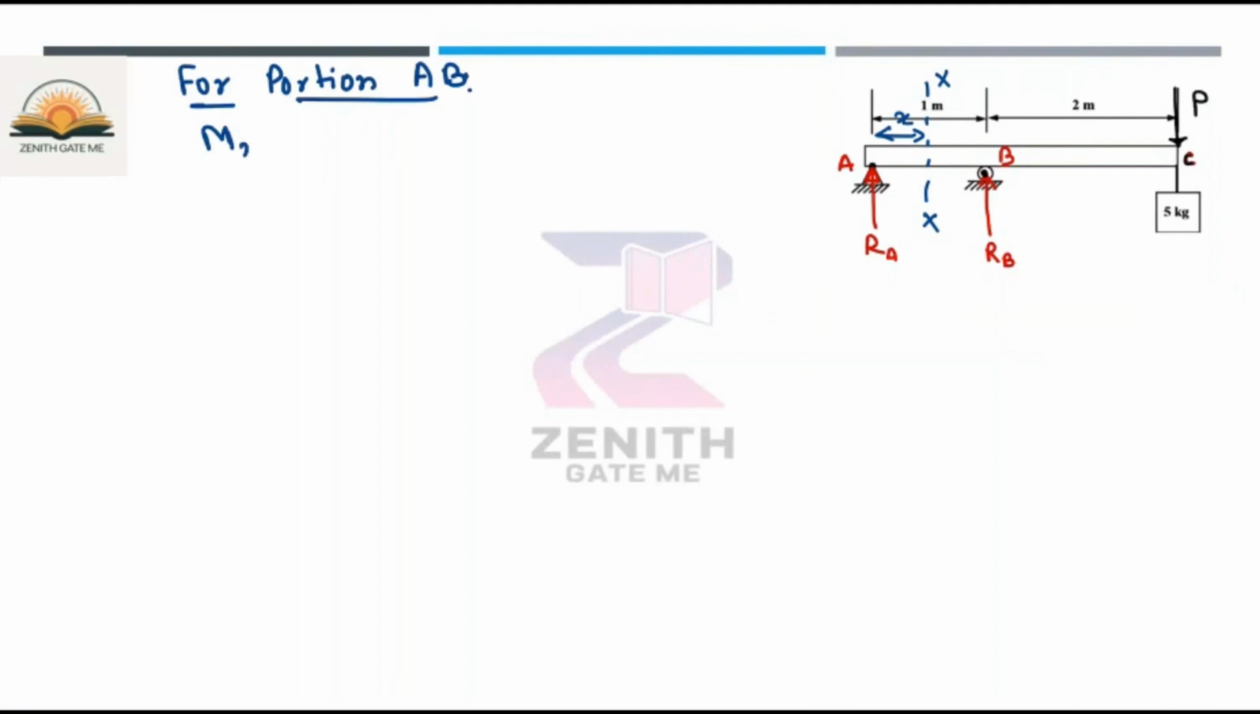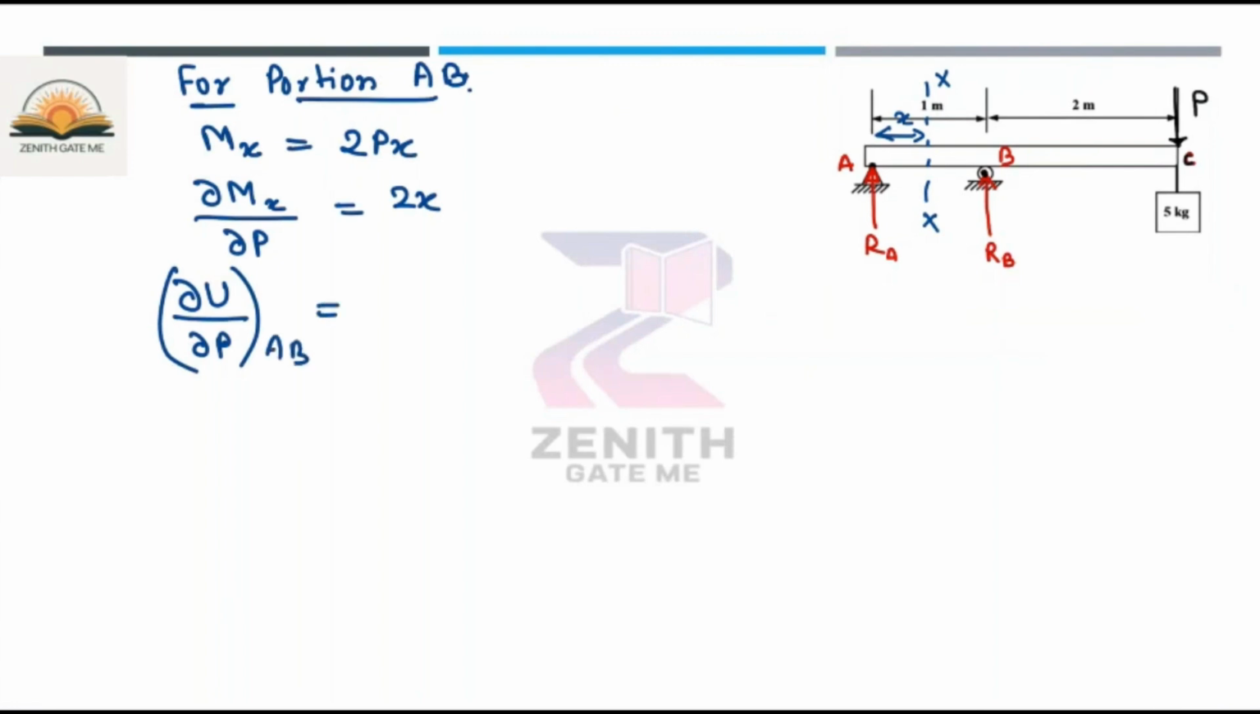suppose if I want to write down the expression for the moment at the section XX, so can I say, which is nothing but RA into X. What is the RA value? 2P. So that means 2P into X. Now, if I want to partially differentiate this moment with respect to the load, what you will get? 2X, because you know that the partial differentiation of strain energy with respect to point load for the portion AB is nothing but Mx del Mx divided by del P dx divided by EI.